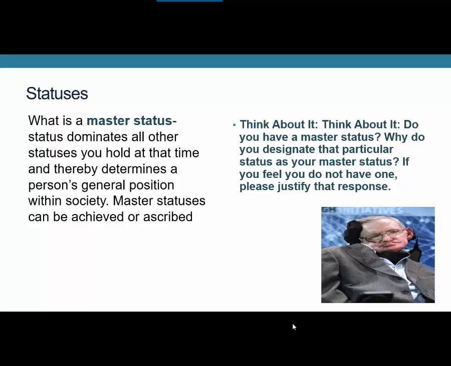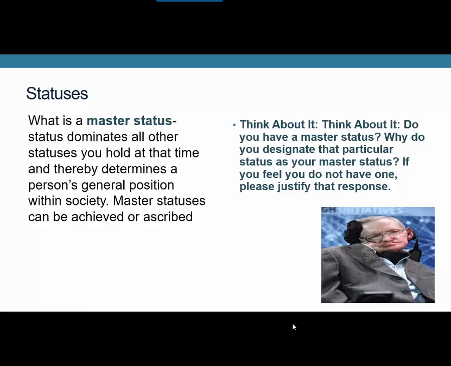The final concept related to status I want to introduce before moving on to the next element of social structure is master status. And this is a status that dominates all other statuses you hold at that time and thereby usually determines your general position within society. Master statuses can be achieved or ascribed. I think the best way to know if something is a master status is that it's not very common, in most cases, and it is usually something that society either really idolizes, like you're a celebrity, or something that carries a certain amount of stigma, like you are a felon.